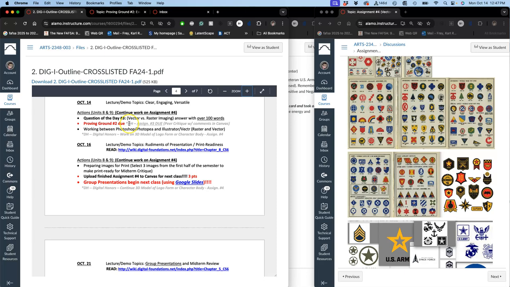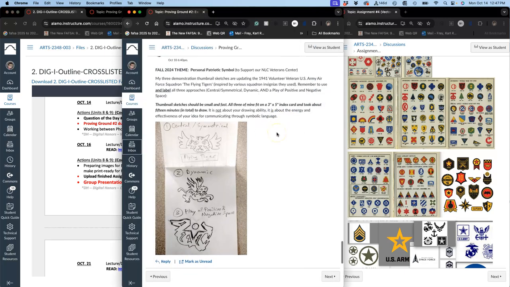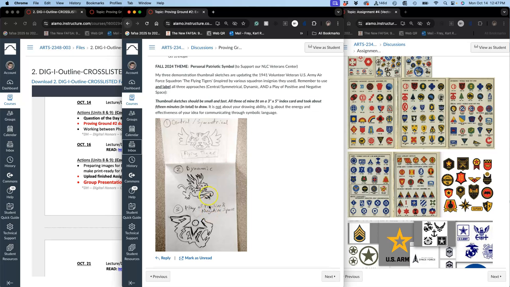Proving ground number two is due by 11:59 tonight. So that has two components of the rubric, and I have that open here. One is to post your three thumbnail sketches, small, pretty fast sketches, but they need to think in terms of what qualities a logo should have. Clear, engaging, versatile. So they are not all about lots of detail. They're about clean, solid shapes because they're going to get turned into a black shape logo. So simplify, simplify, simplify as much as you can to get to what you want.